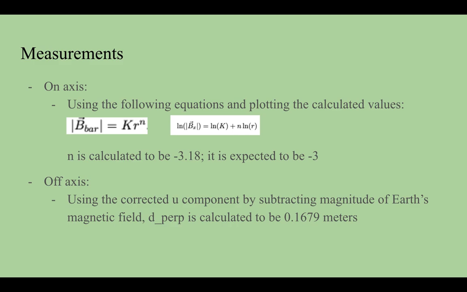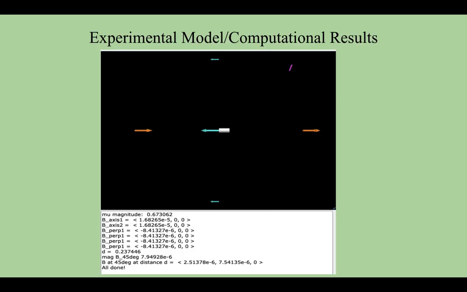So the key measurements: using the following equations and then plotting these values, the key equation is kr to the n, and then take the ln of that to find n. So n is calculated to be negative 3.18 and it is expected to be negative 3. So as we can see, it's pretty accurate. And off axis, we use the corrected y component by subtracting the magnitude of Earth's magnetic field, and d perpendicular is calculated to be 0.1679 meters.